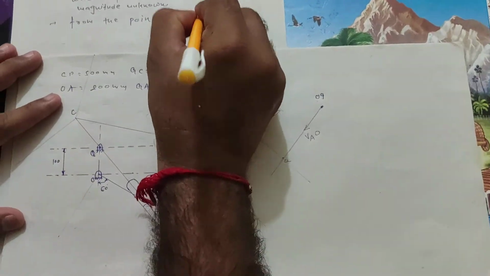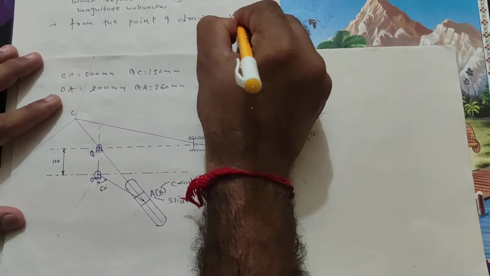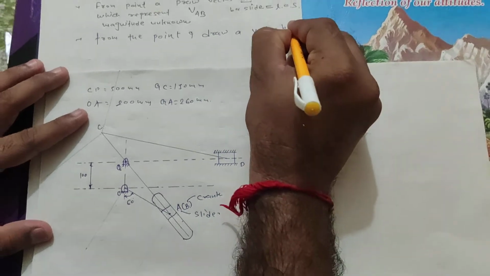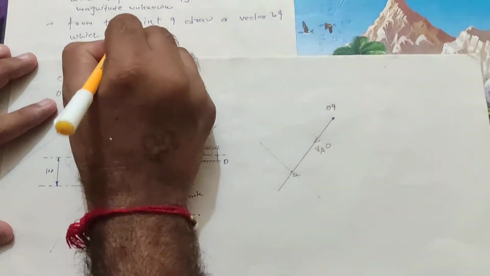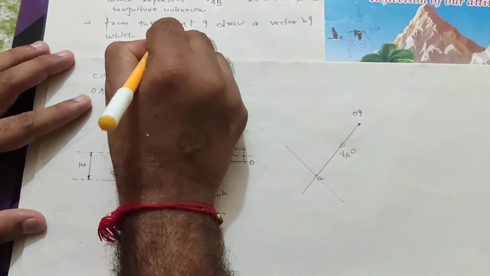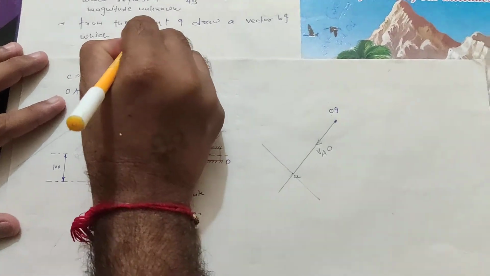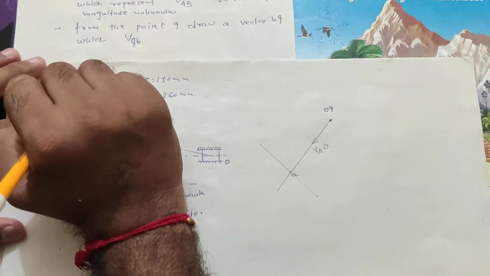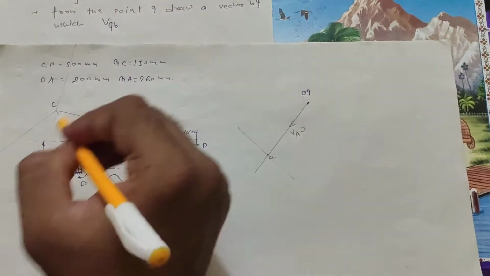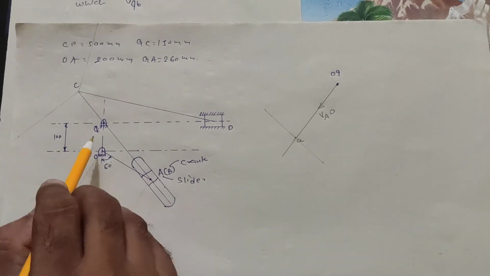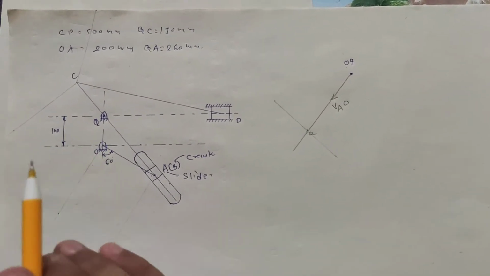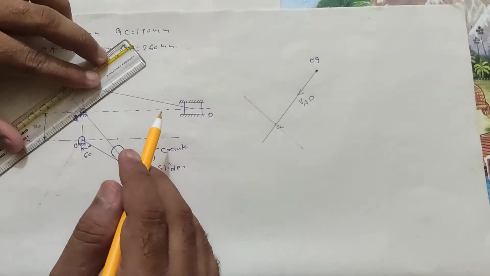draw a vector BQ which represents the velocity of QB. Okay, so for the velocity, this is the QB line. So for finding the velocity, we have to draw a line perpendicular to this one. So this is a perpendicular line that may be like this one.